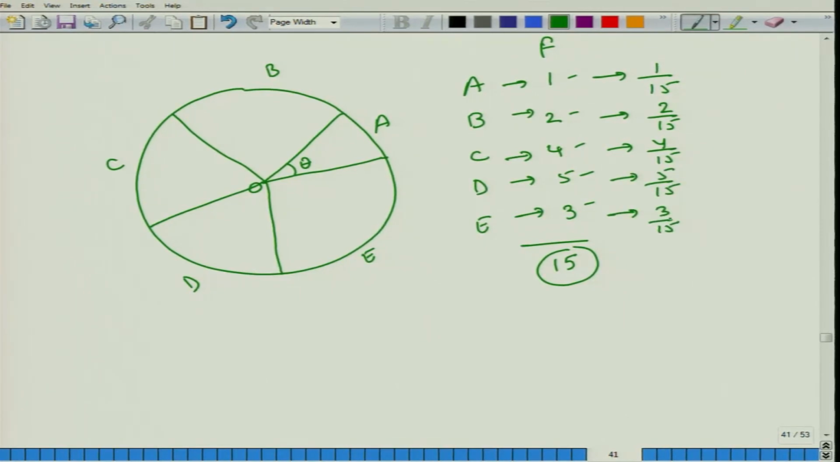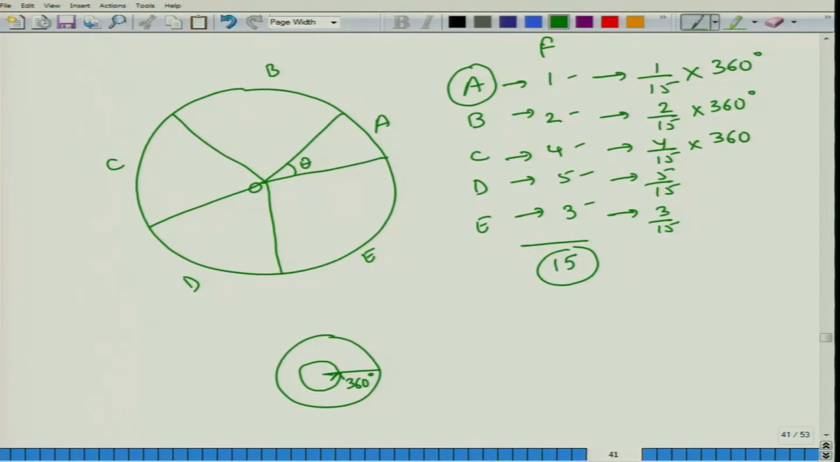Now remember, when you have a circle and you have this radius that goes all around, it makes 360 degrees. So if we wish to figure out how much is the angle subtended by any one value, say A, we multiply these values by 360 degrees. And the value that we receive out of this would be the angle that is subtended by A in this case.